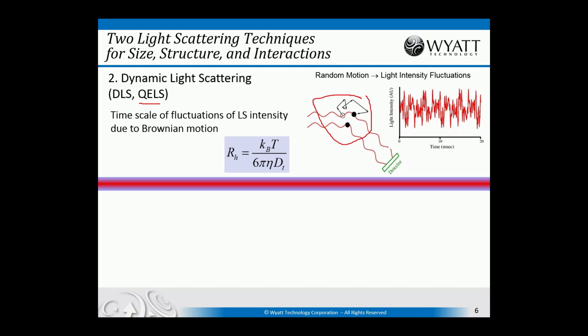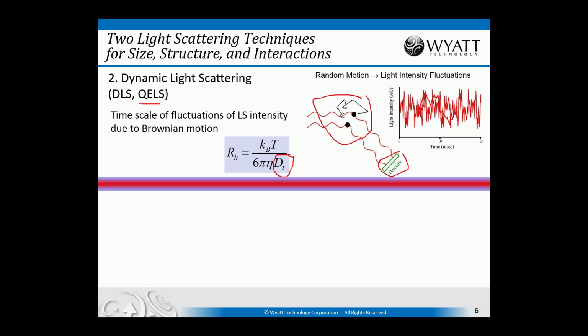position, relative position of the particles over time and the distance from the detector and the angle, we might see constructive or destructive interference of those light waves at the detector. And as this changes over the course of their motion, we'll see these associated increases and decreases in the light scattering intensity. By analyzing the rate of fluctuation, we can determine the diffusion coefficient of the particle in solution, DT.